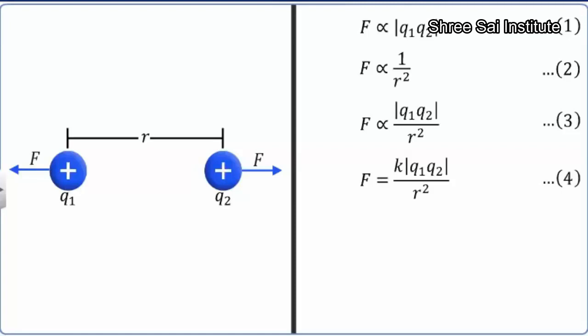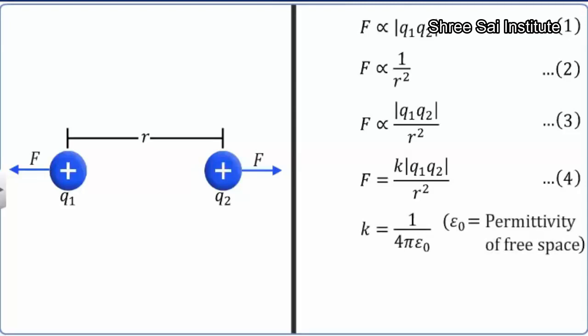If the charges are separated in free space, that is, air or vacuum, the value of the constant K is equal to 1 / 4πε₀, where ε₀ is called the permittivity of free space. Thus, the electrostatic force F is equal to 1 / 4πε₀ times Q1 Q2 / r².